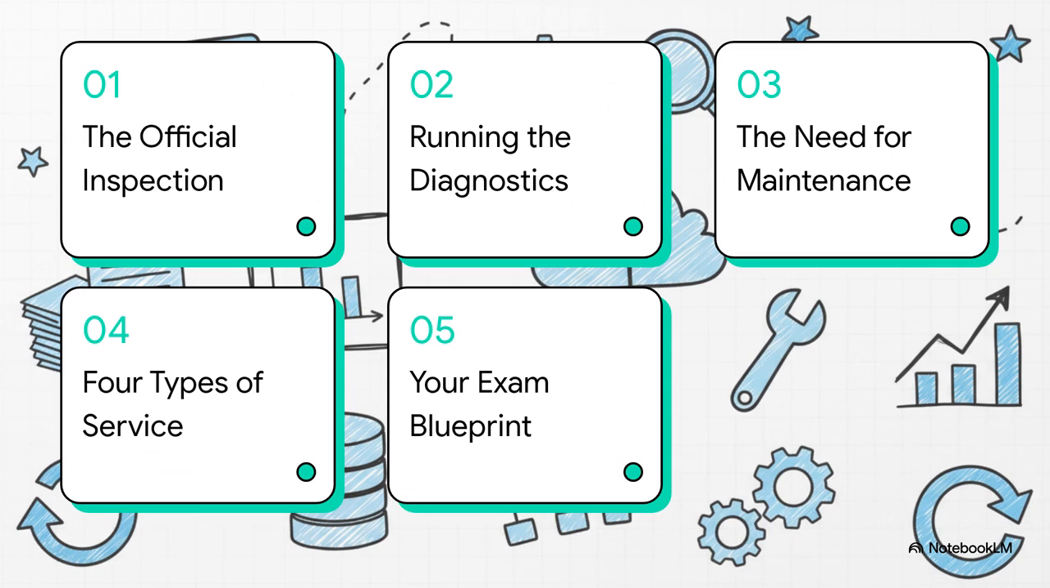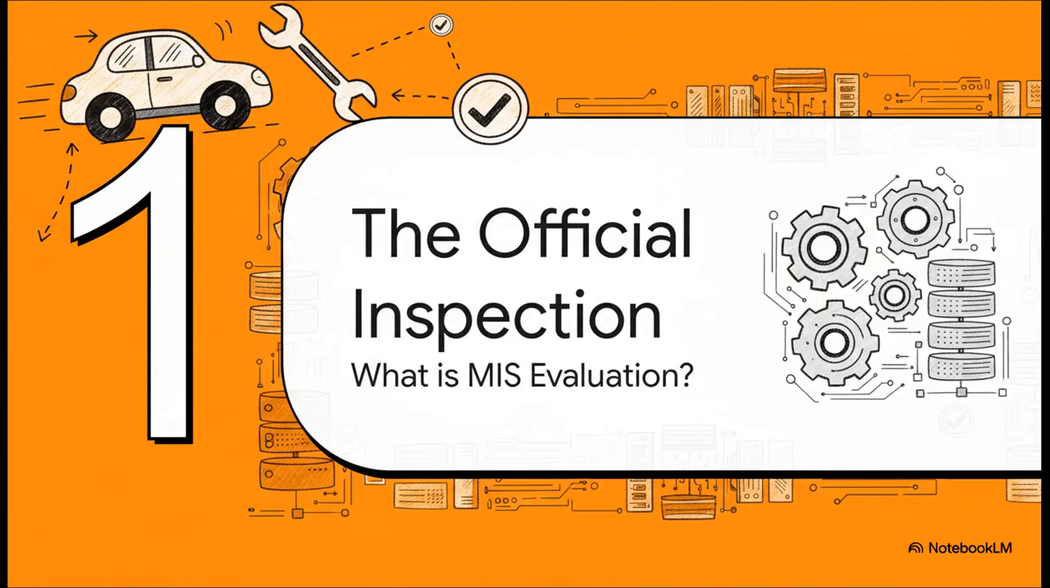So here's our game plan for today. First, we're doing the official inspection. That's MIS evaluation. Then we'll run the diagnostics to see how it's done. After that, we'll talk about why you even need maintenance in the first place, look at the four main types of service, and we'll wrap it all up with a blueprint for your exam. Let's go.